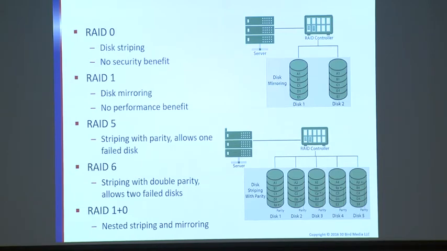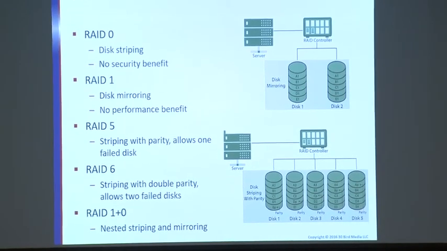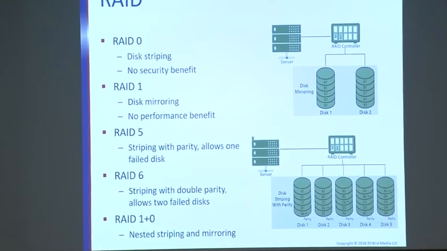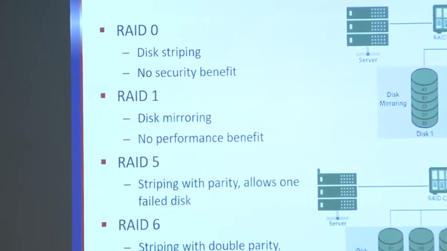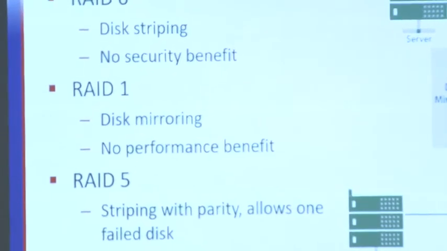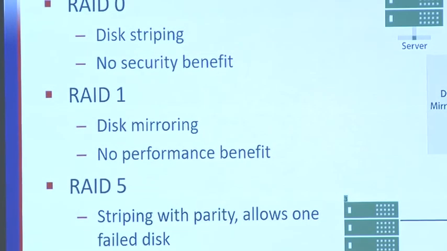RAID 1 is disk mirroring. RAID 1 says what I'm going to do is I'm going to write to two drives simultaneously. So every file goes to both drive 1 and drive 2 at the same time. So I keep writing to both drives. One drive goes down, not a problem. The other drive is still up and running.